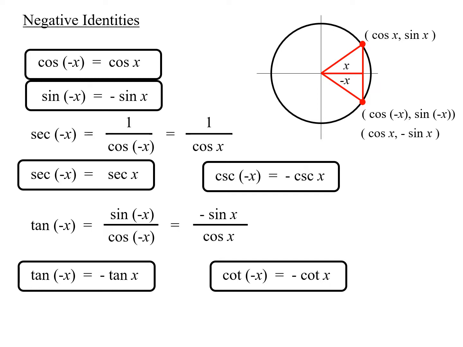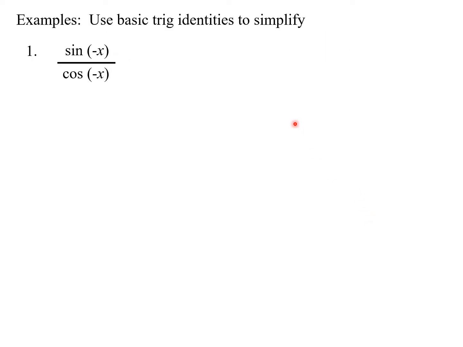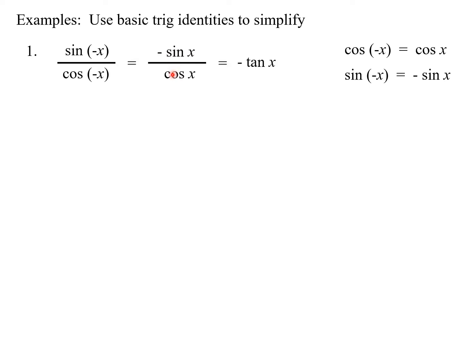All right, now let's apply these to some examples. Example number 1. Let's simplify this expression. And we're really going to be using just these 2 negative identities. The sine of negative x is the negative sine of x. The cosine of negative x is the cosine of x. And then this negative sine over cosine is just a negative tangent. And so this simplifies to the negative tangent of x.